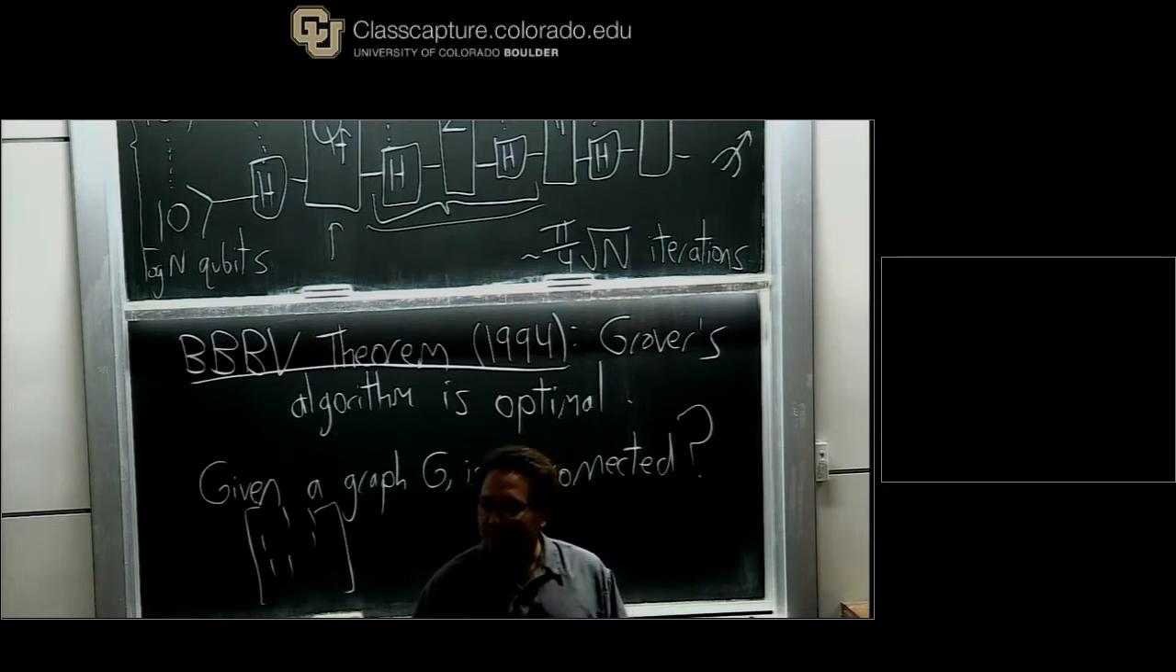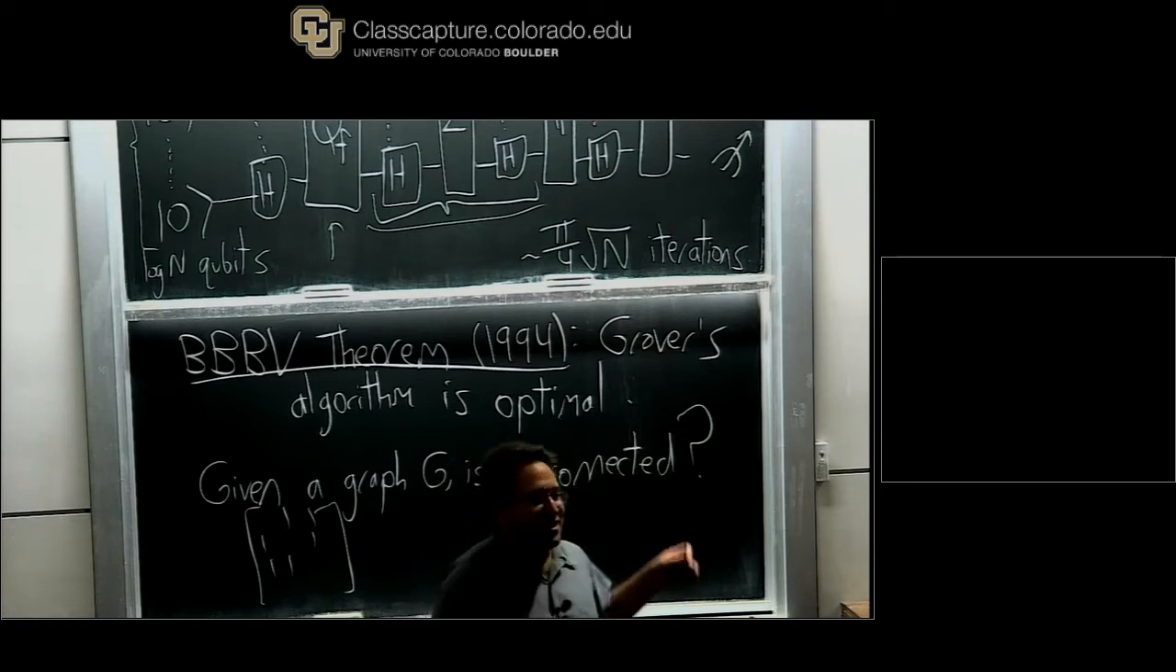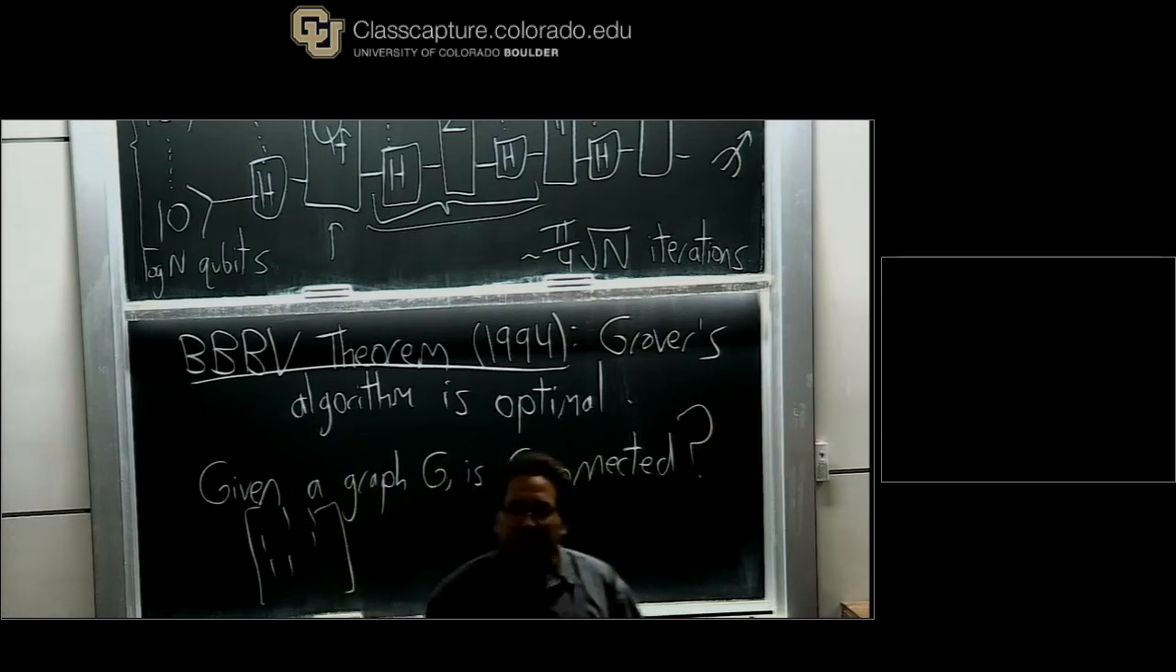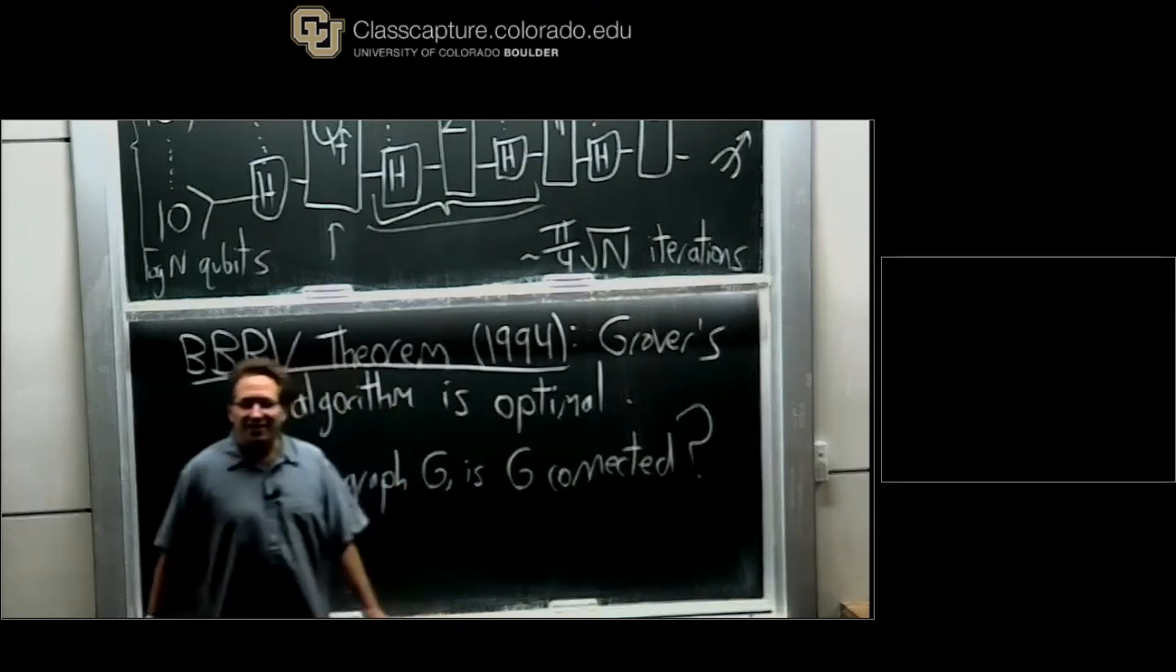Yeah, walk around the graph. You could do depth first search or breadth first search, either one, and just see if your traversal hits every vertex or not. But this takes order n squared time in general. And that is easily seen to be optimal. Why is that optimal in the classical case?